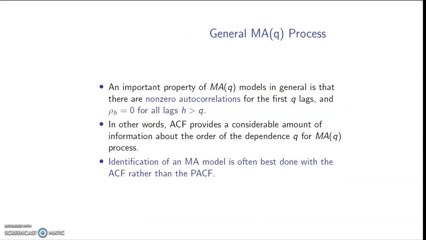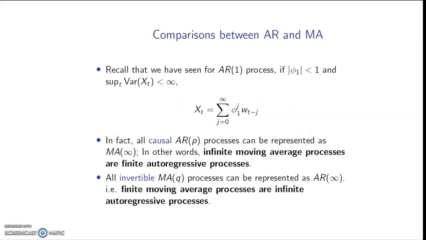This is the general MA(q) process, and an important property of MA(q) models in general is that there are non-zero autocorrelations for the first q lags, and rho h is equal to 0 for all lags h greater than q. In other words, the autocorrelation function provides a considerable amount of information about the order of dependence q for an MA(q) process. Identification of an MA model is often best done with the ACF rather than the PACF.